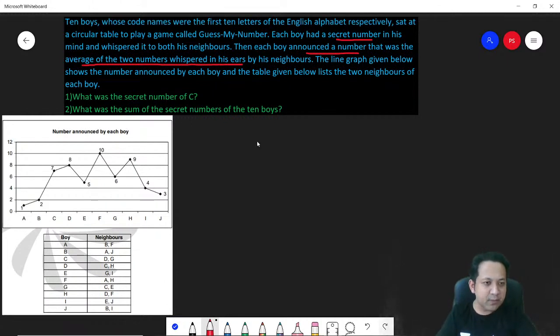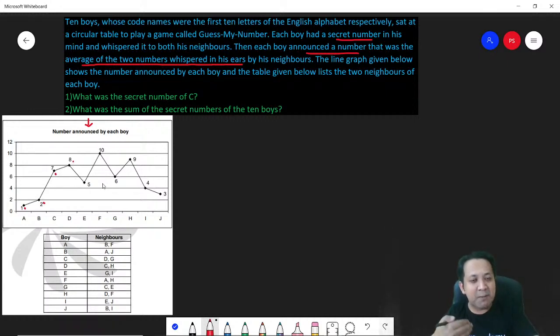Now, look at the graph. What is the graph telling you? The graph is telling you the number announced by each boy. As an example, A announces 1. B announces 2, C announces 7, D announces 8, and so on.